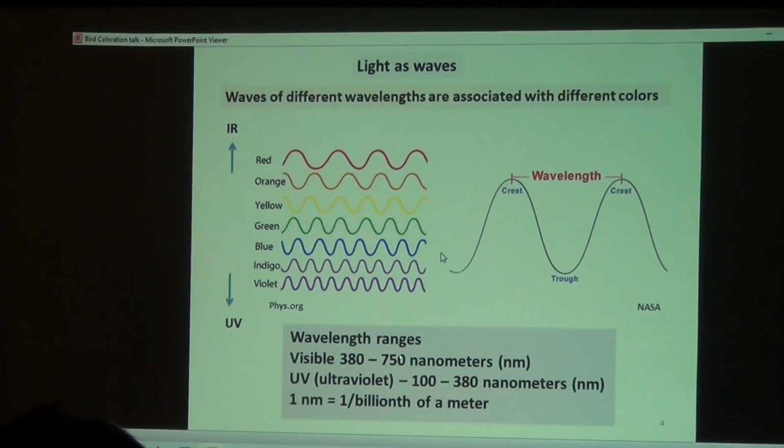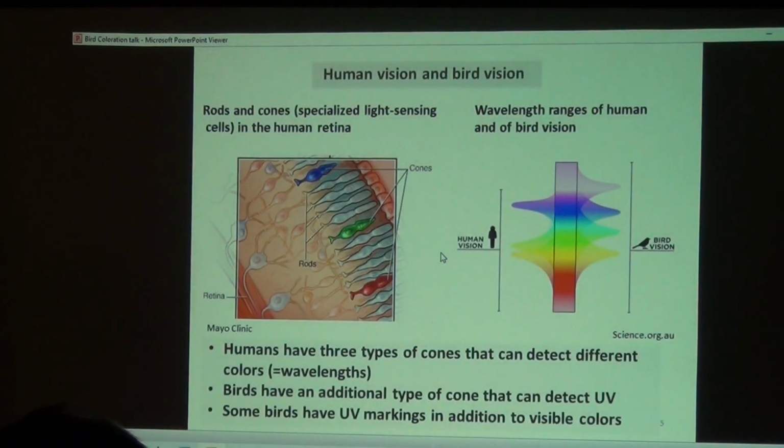This is the visible range of these colors measured in nanometers. That's the wavelength. And the ultraviolet, which we cannot see, is shorter than violet, which is the end of our range here. So actually, how do we see colors?